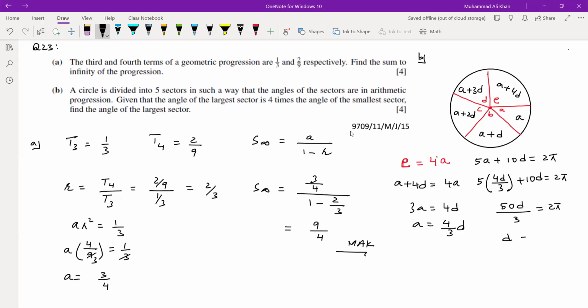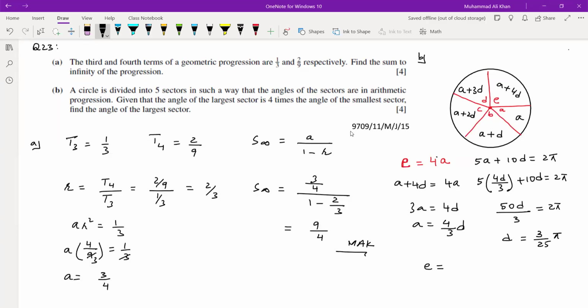And what is the value of d now? Calculate the value of d. Three upon 25 pi is the value of d. What we have to calculate? Find the angle of the largest sector.